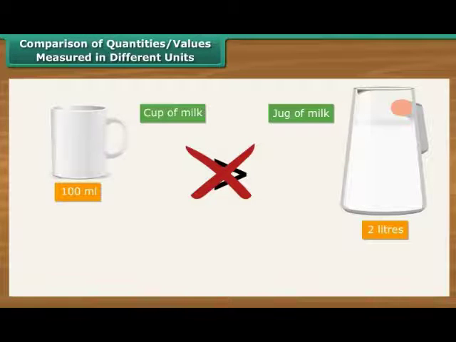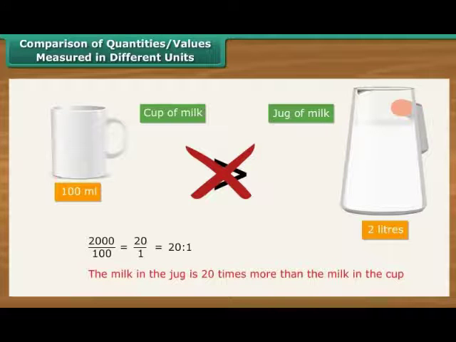What should we do to make them comparable? We should express them both in the same units. Express 2 liters as 2000 milliliter. Now the quantities are comparable. Let us find the ratio. 2000 by 100 is the same as 20 by 1 or 20:1. Therefore, the milk in the jug is 20 times more than the milk in the cup.